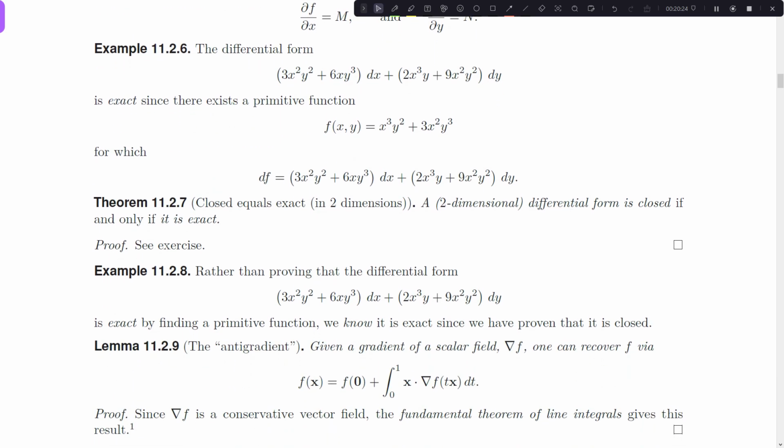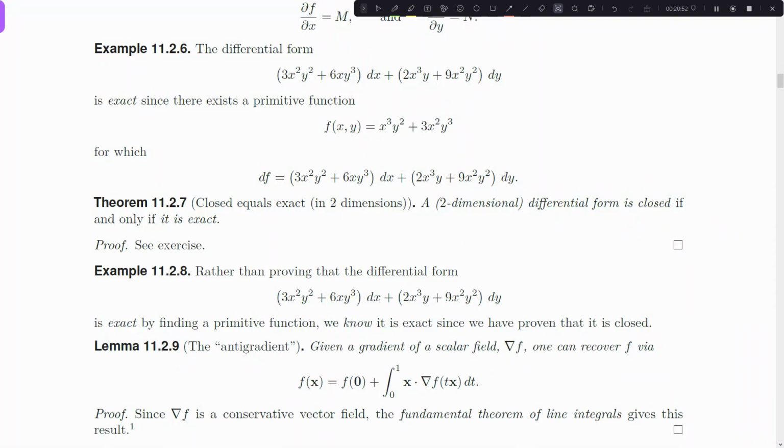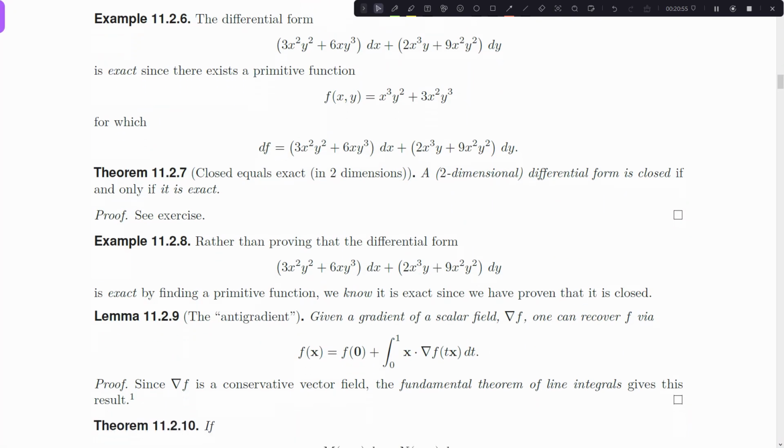The next lemma is very efficient. I call it the anti-gradient. It basically says that if I'm given a gradient of a scalar field, something like gradient of f, you can actually recover the original f by the following computation. You take f at 0, so you might not know this number, so this could be your constant of integration, and then you integrate from 0 to 1 of x dot the gradient of f of tx, dt. That's going to always reproduce the original scalar function from a gradient.